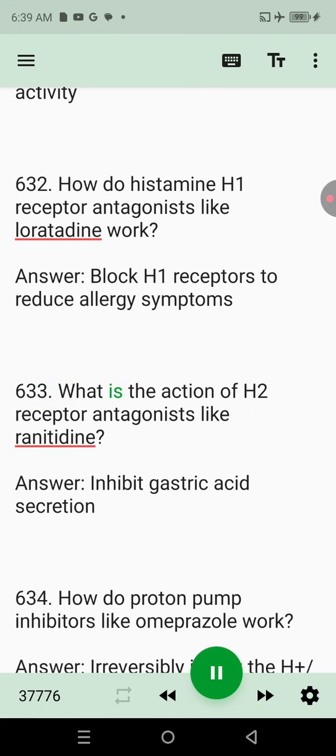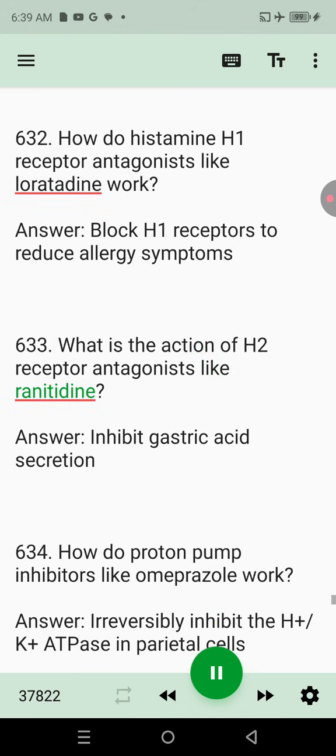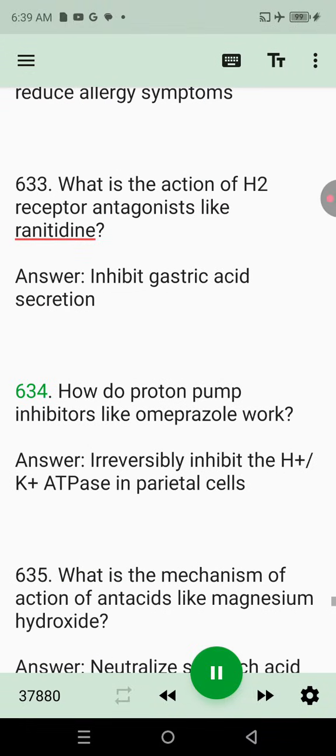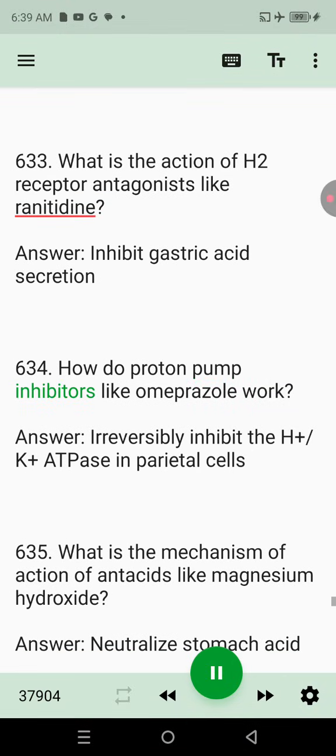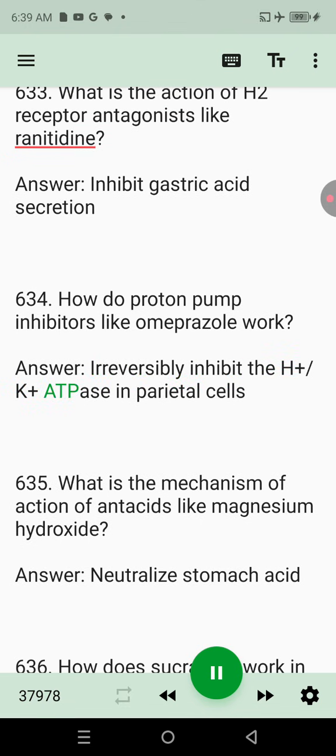633. What is the action of H2 receptor antagonists like ranitidine? Answer. Inhibit gastric acid secretion. 634. How do proton pump inhibitors like omeprazole work? Answer. Irreversibly inhibit the H+/K+ ATPase in parietal cells.